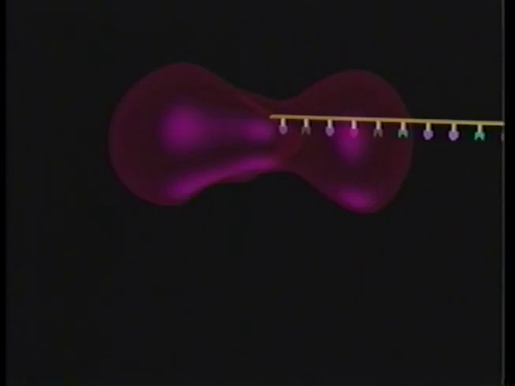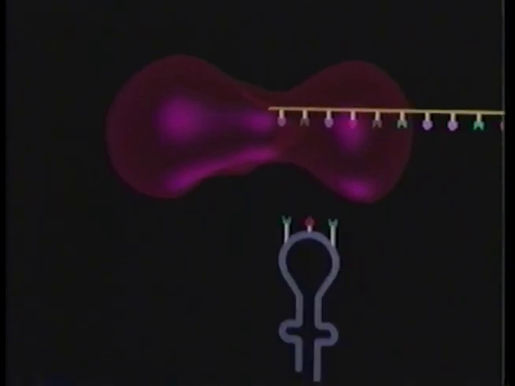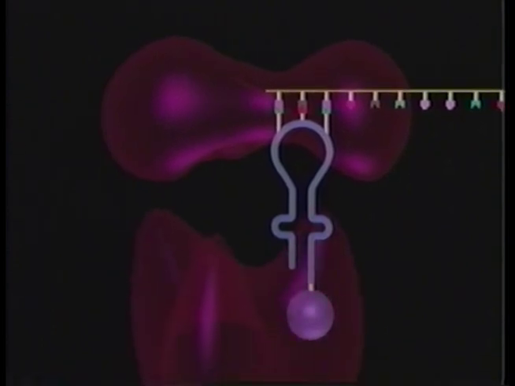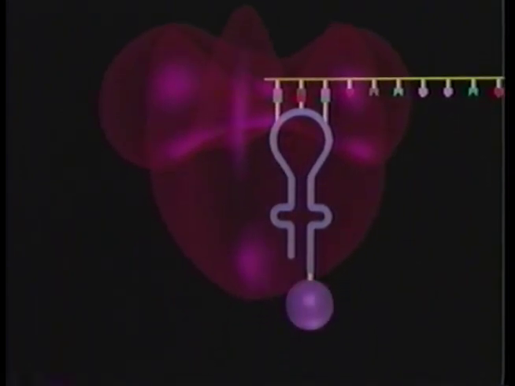In the initiation step, as the first tRNA approaches the ribosome, its anticodon binds to the mRNA codon at the first of 2 binding sites on the light ribosomal subunit. Elongation is the second step in translation.